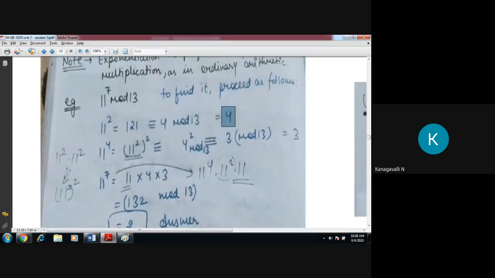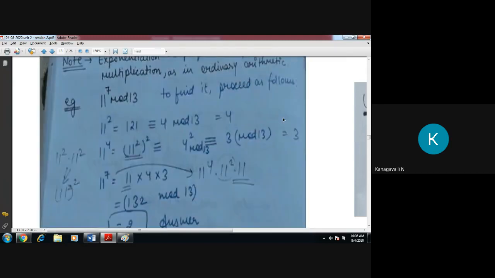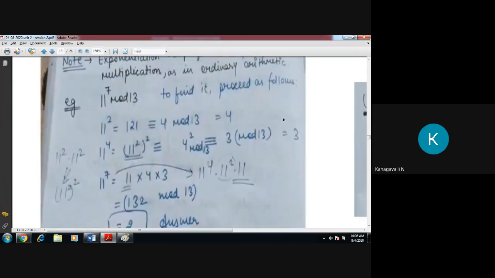In the previous line your answer is 4, right? So I'm just replacing 11 square with the value 4, right? So I'm writing here 4 square mod 13. So what is the value of 4 square? 16. 16 mod 13, my remainder is 3, right? Any doubt? Can you follow?